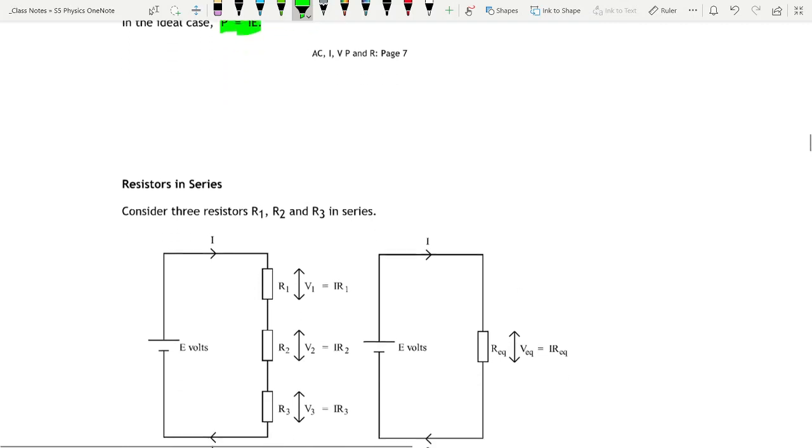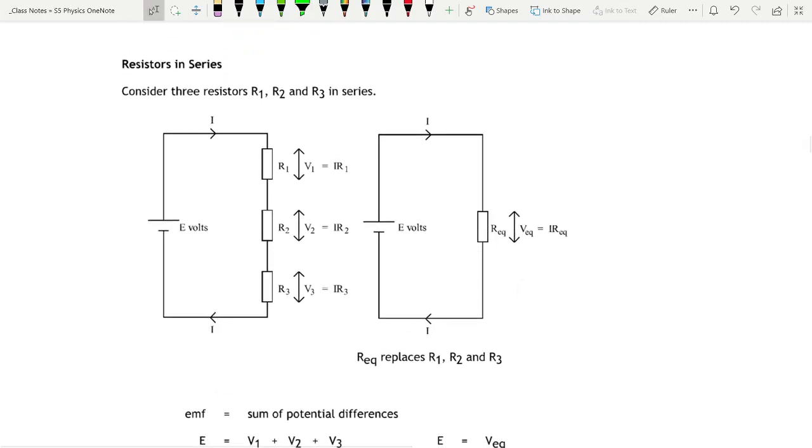Just a reminder about your resistors in series. If you've got R1, R2, and R3 in series, then the total voltage, the EMF, is split between the resistors. Voltage 1 would be the current times R1, voltage 2 would be the current times R2, voltage 3 would be the current times R3. If you know the current and you know the resistance, you can work out the voltage through each one.